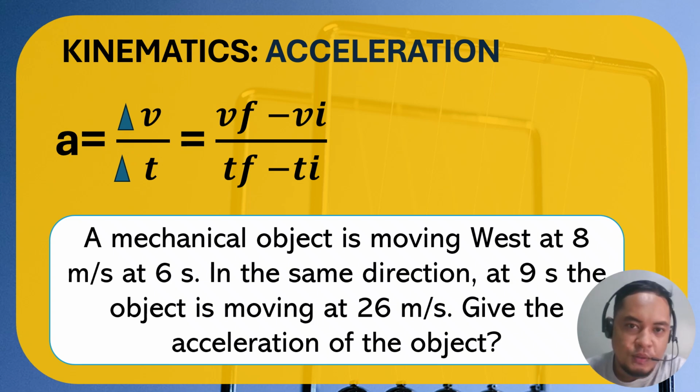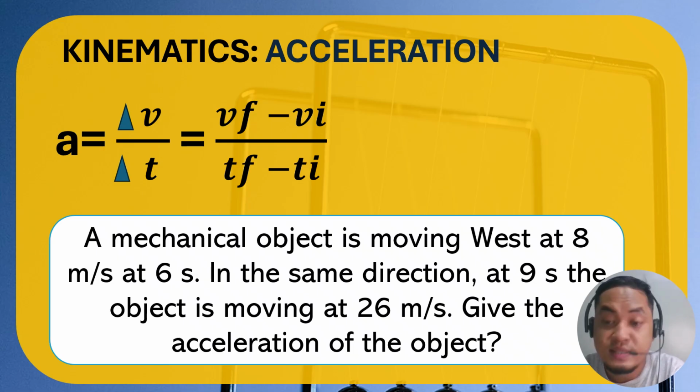Okay, now a mechanical object is moving west at 8 meters per second at 6 seconds. So at 6 seconds, that's our time reference. At 6 seconds, the object is moving 8 meters per second west. That is negative. Okay, in the same direction, still west. At 9 seconds, the object is moving at 26 meters per second. So we have to give the acceleration of the object.